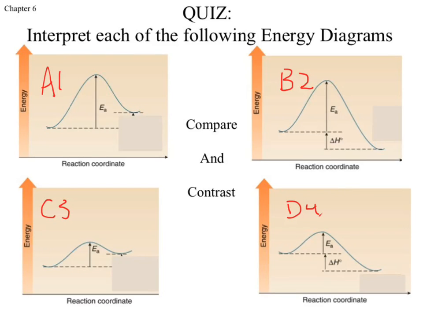We can make reference to the energy of what's happening within the reaction, so we can look at exo versus endo. What's happening in A? Endo. What's happening in B? Exo. How do you know endo versus exo? Your product energy is lower than your reactant energy, so you're looking at an exo in that situation. C, endo, D, exo.